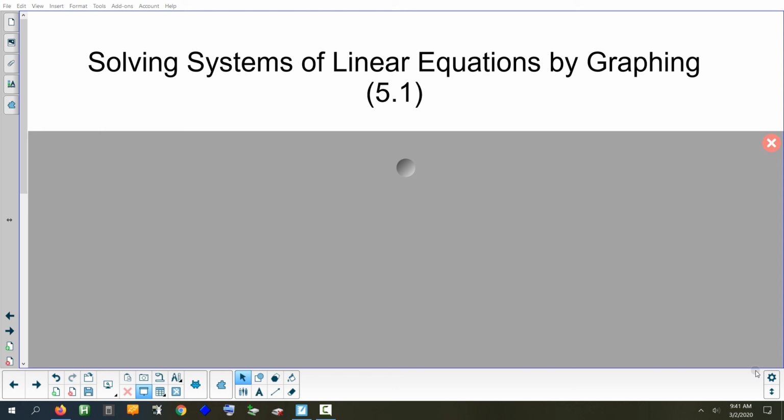Okay, so today we're going to be starting chapter 5, which is all on solving systems. We're going to spend probably either 2 or 3 weeks on this chapter. It'll be pretty much the rest of term 3. So first, I'm going to talk to you guys about what a system is, and we're going to look at 3 different ways to solve it.